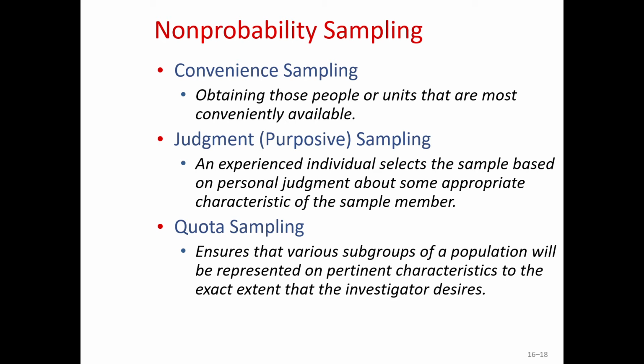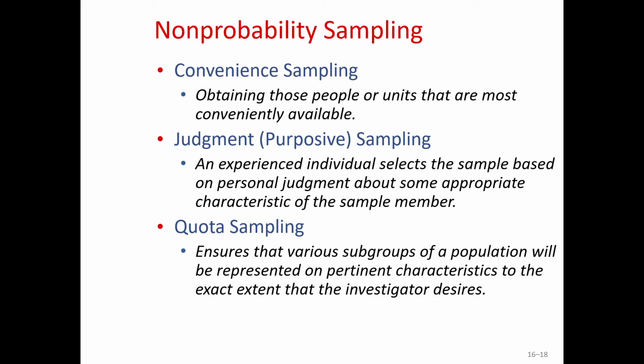The purpose of quota sampling is to ensure that the various subgroups of a population are represented on pertinent sample characteristics to the exact extent that the investigator desires. Stratified sampling, a probability sampling procedure described in the next section, also has this objective, but it should not be confused with quota sampling.